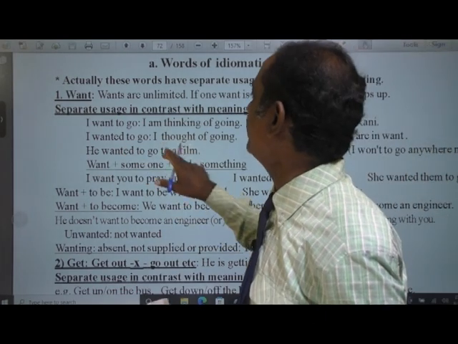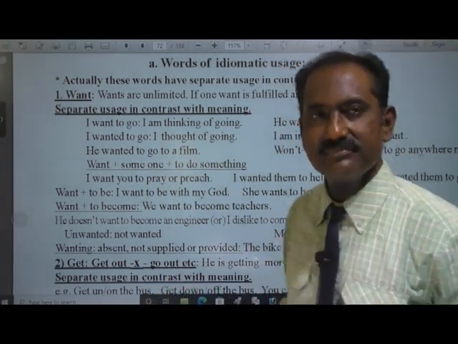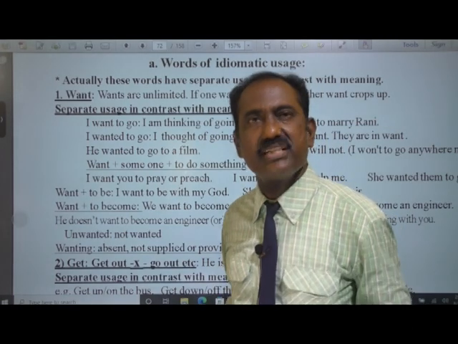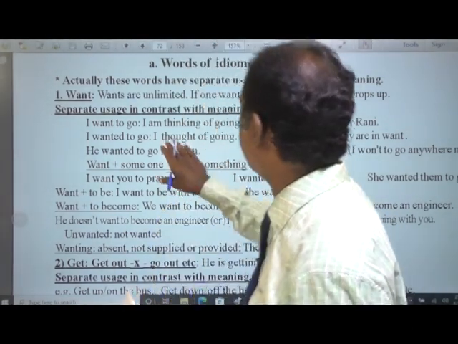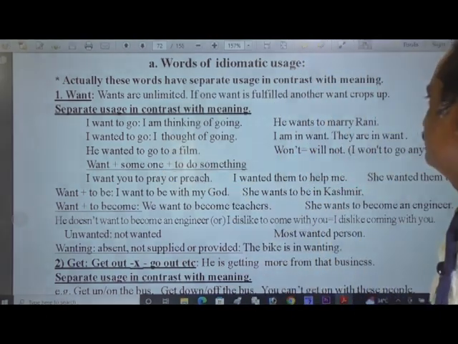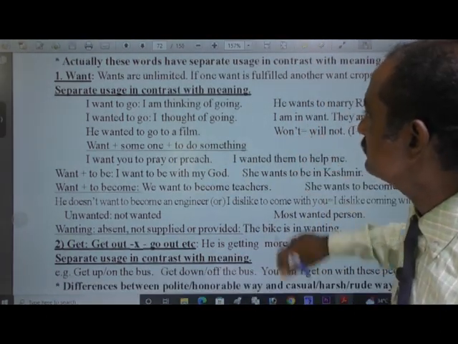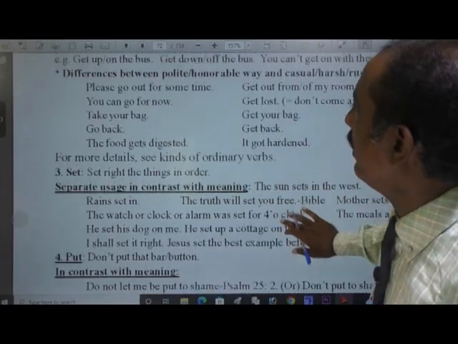I wanted to go means I am thinking of going. Actually, what does wanted to mean in English? Want means a need. But here it is not like that. It means I am thinking of going.